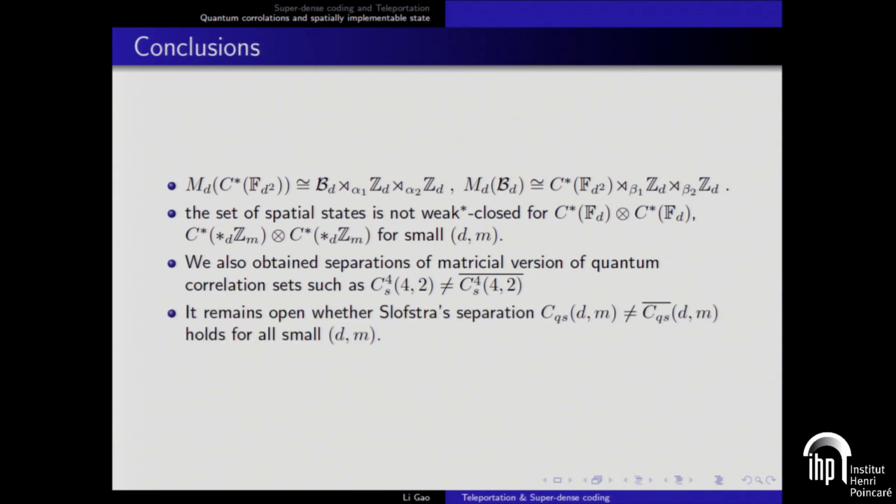We also want to mention it remains open whether the Slofstra-type separation, that the quantum spatial correlation set is not equal to its closure, holds for all small d and m, as we see for the states. For the states we know, but this is really the restriction of the states witnessed on the generating projection subsystem. So that's what I want to say. For that, I'd like to thank you.